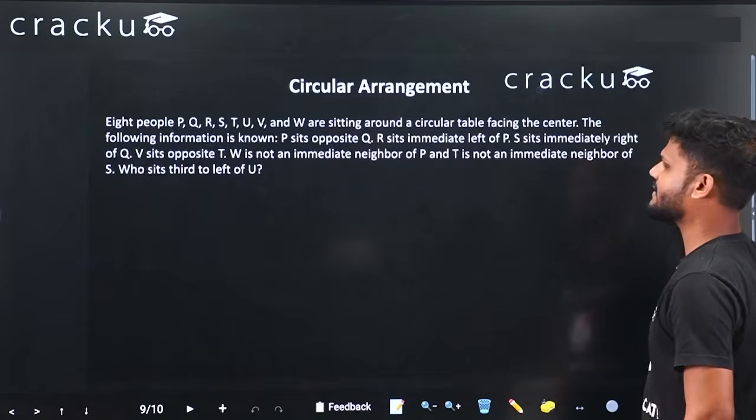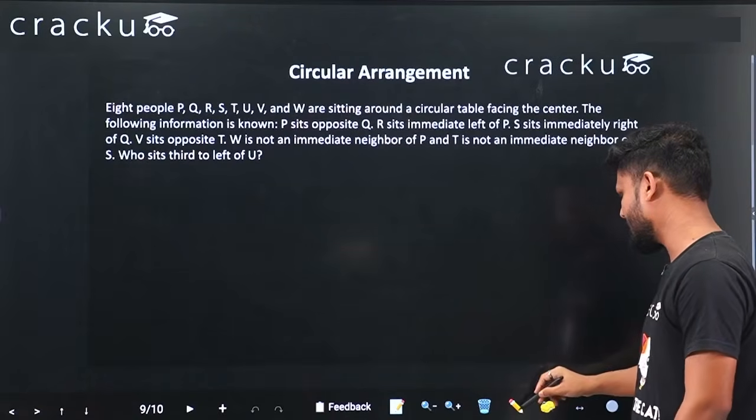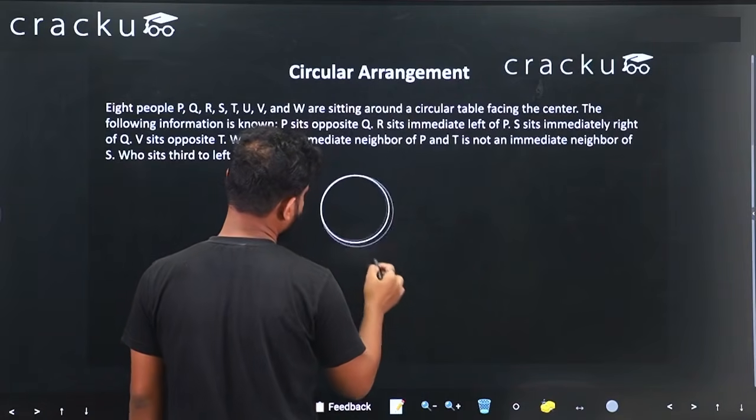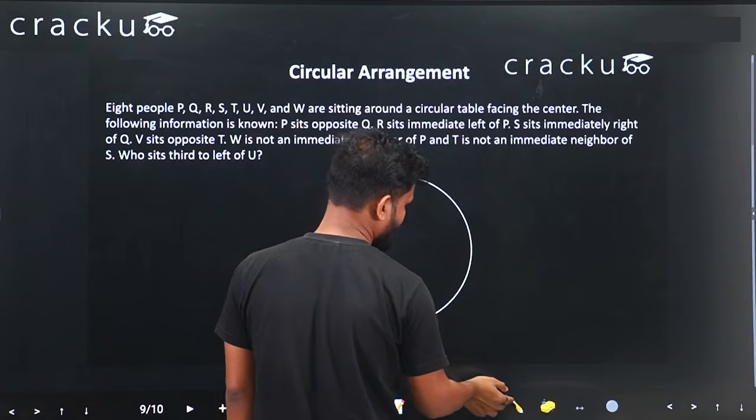So how many people are there? 8 people. And where are they sitting? They are sitting in a circle. This is a circular arrangement question. So what is our work? First draw the circle.